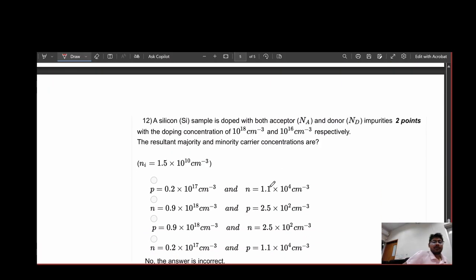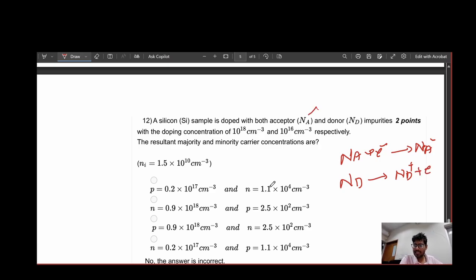Now, a silicon sample is doped with both Na, Na plus electron gives Na minus, and Nd, Nd plus electron. So it is doped with P type as well as with N type. The doping concentration of Na is 10 raised to power 18, and Nd is 10 raised to power 16.